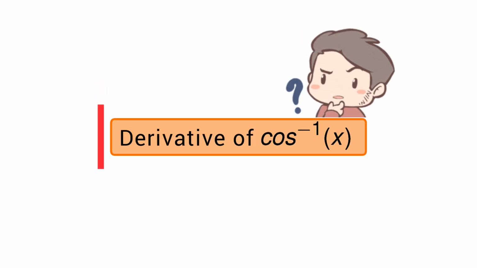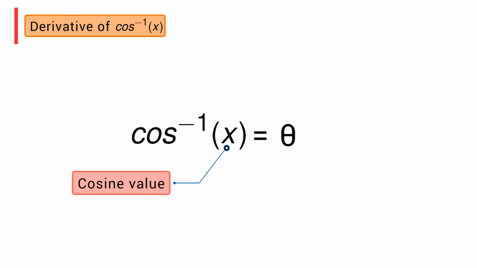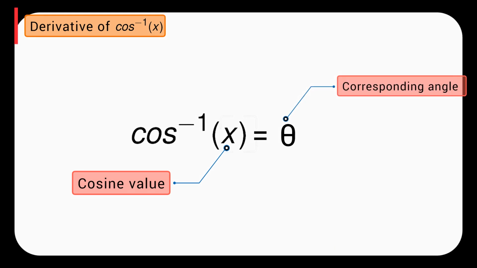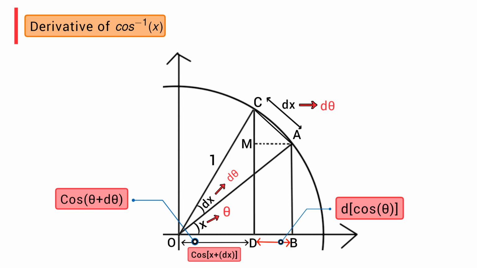Moving on, let's explore the derivative of cosine inverse x. Cosine inverse x performs the inverse operation of the cosine function, taking the value of cosine and returning the corresponding angle. Now, to find the derivative of cosine inverse x, first, we change the angle notation from x to theta, as x generally represents the independent variable, and here the independent variable is the cosine component and not the angle.